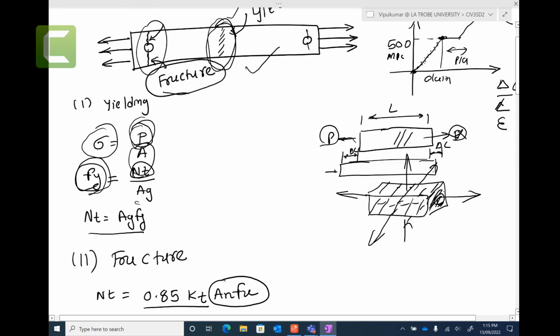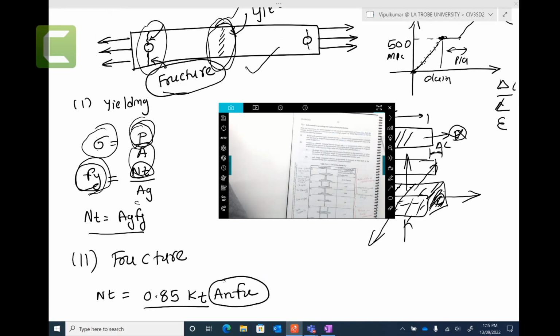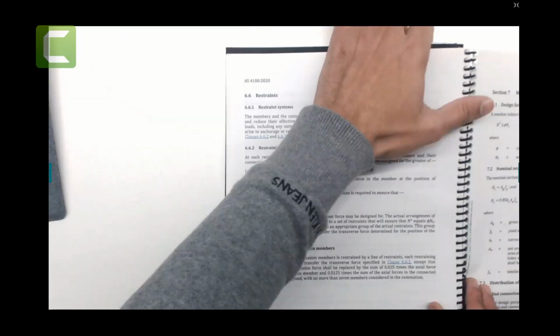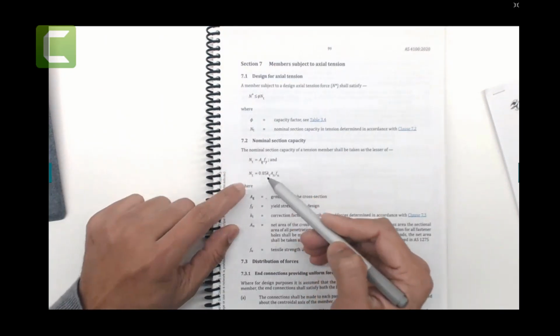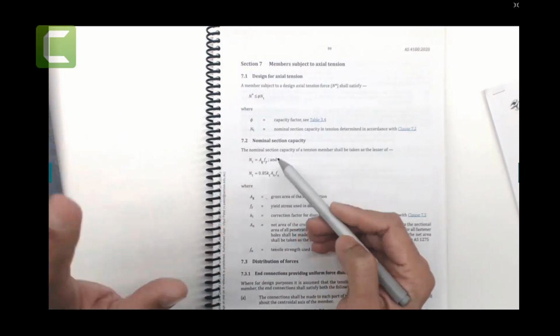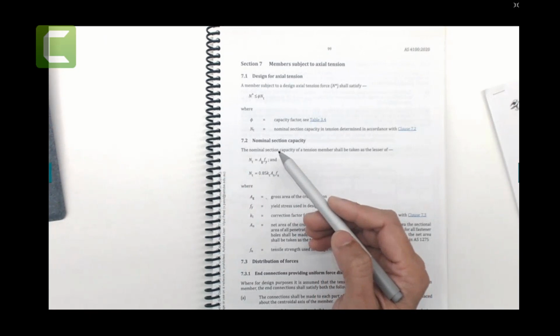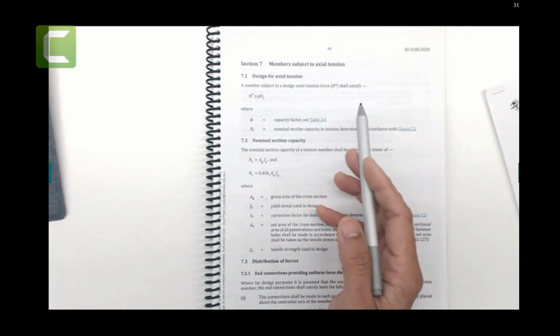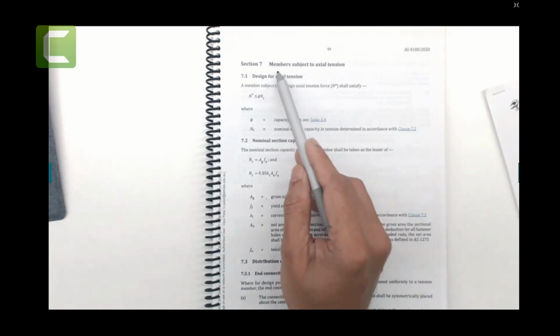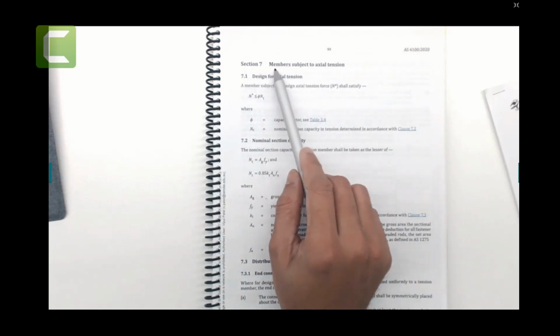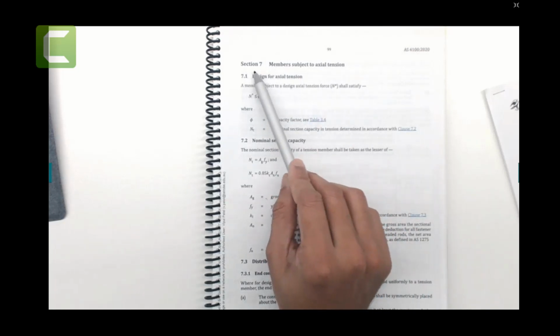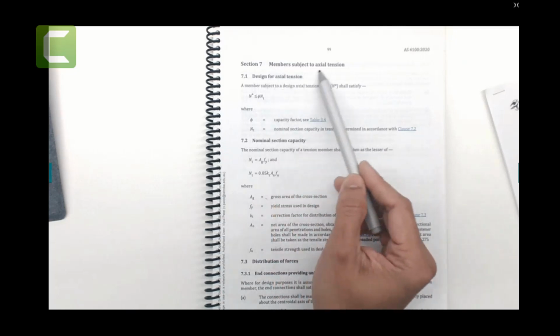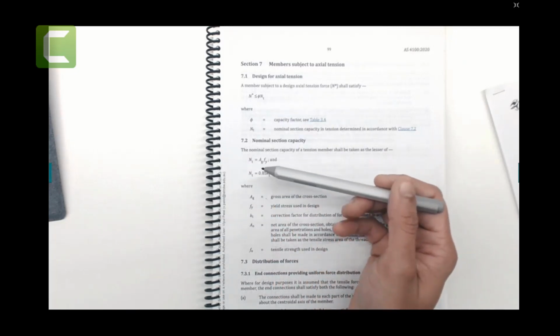Now, that is yielding, and I can show it to you in the standards. They have equations. That's yielding failure. There are two kinds of failures. One is yielding, another one is fracture. Yielding, everyone understands, when there are no holes in that area, you will get yielding failure, right? And by the way, we are working on Section 7 now. Section 7 is chapter 7 in the standard, and Section 7 is what we're going to refer to this week.